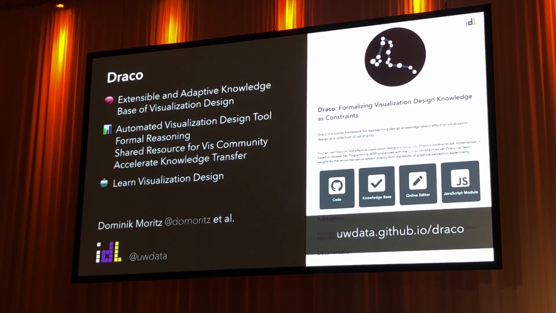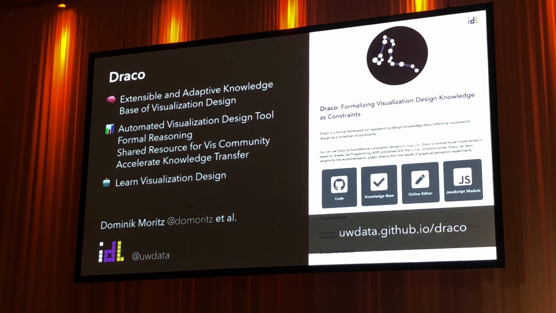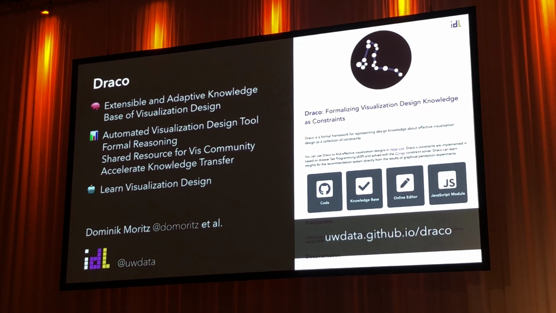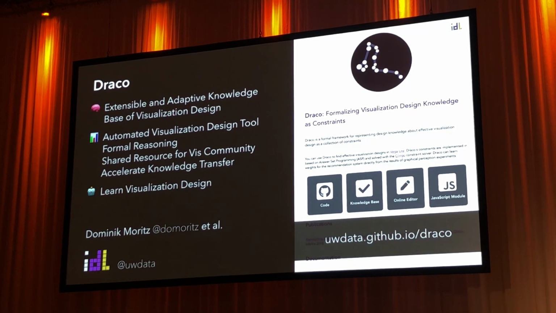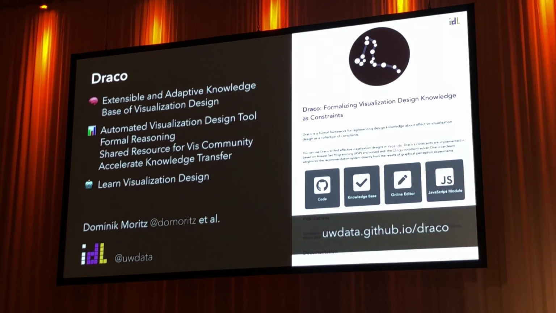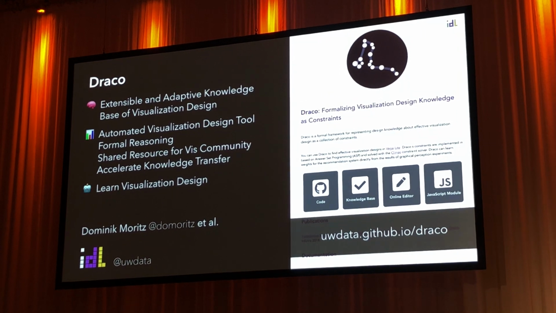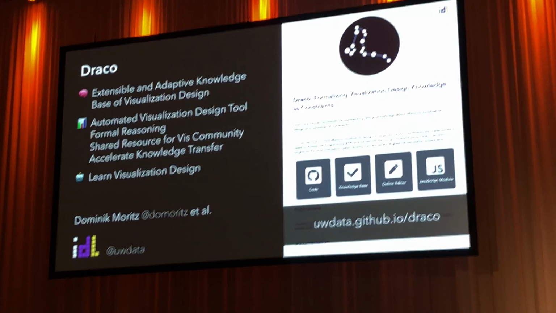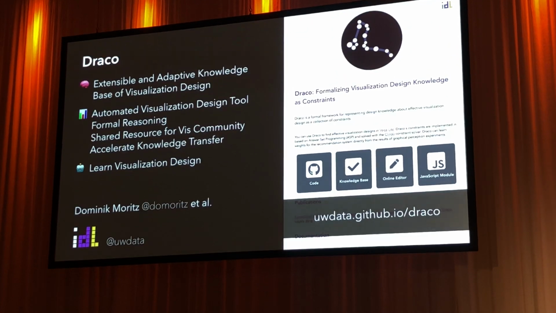So in summary, Draco is an extensible and adaptive knowledge base of visualization design, which enables a few new applications, which enables us to do things like automated visualization design and formal reasoning. It can be a shared resource for us as a visualization community to share what we know and accelerate the knowledge transfer from us to the people in the field.